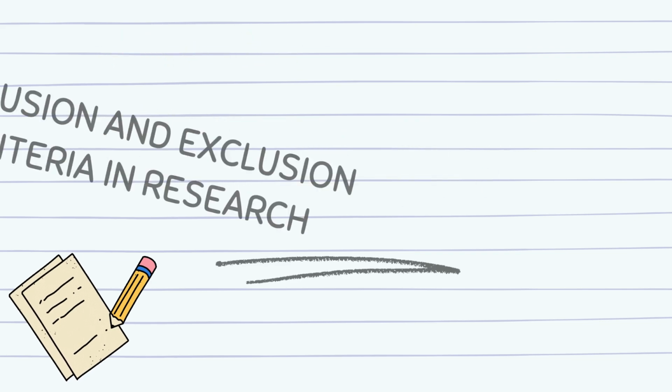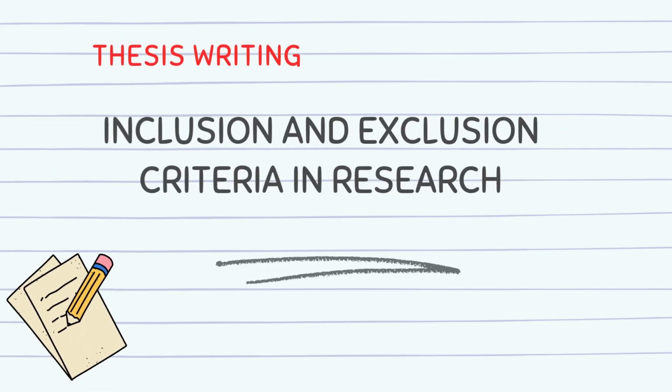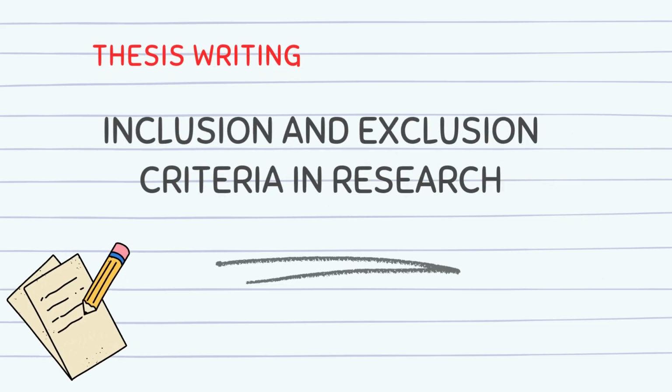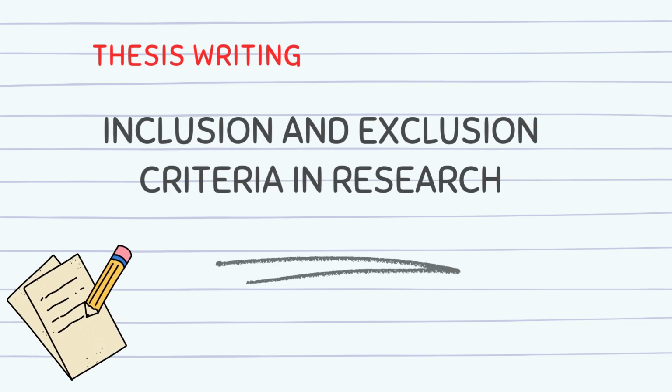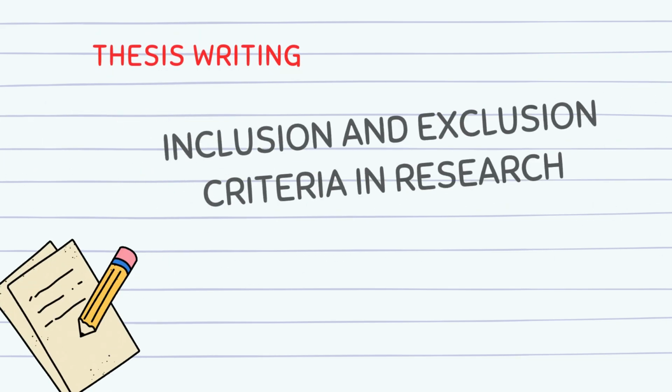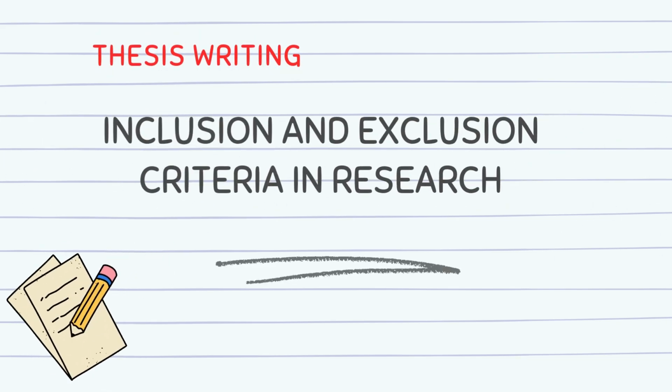Justify your choices. Explain why you're including or excluding certain groups. For instance, to avoid bias, to ensure safety, or to focus on the target population. Anticipate reviewer questions. Thesis advisors or panelists may ask, why did you exclude these participants? Have a clear, ethical, and research-based answer ready.